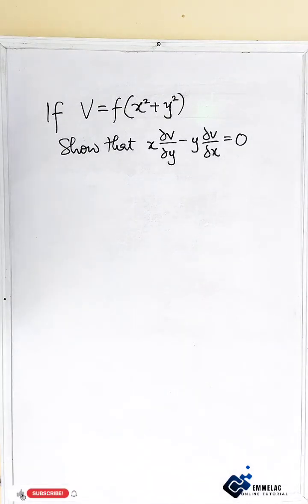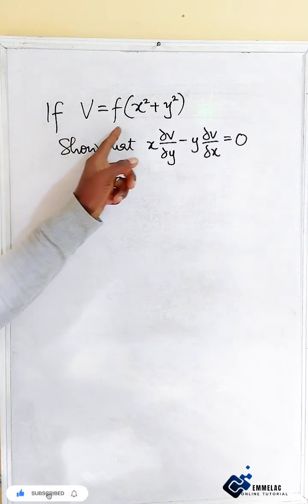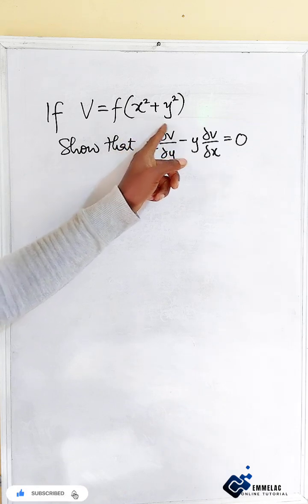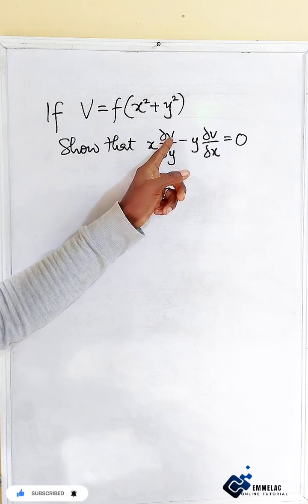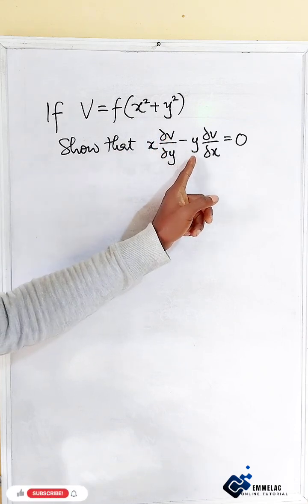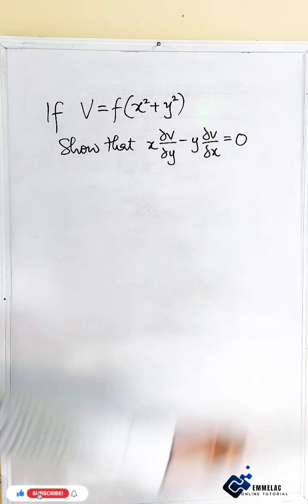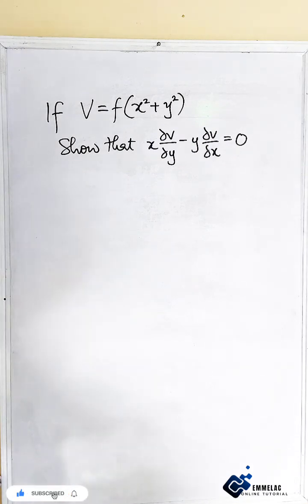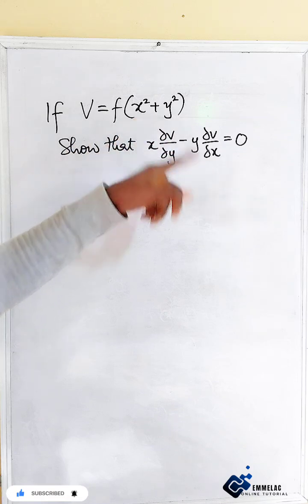Before us is this partial differentiation question that says that if v is a function of x squared plus y squared, show that x times the partial derivative of v with respect to y minus y times the partial derivative of v with respect to x equals 0. You can see here that v is a function of what? x squared plus y squared.